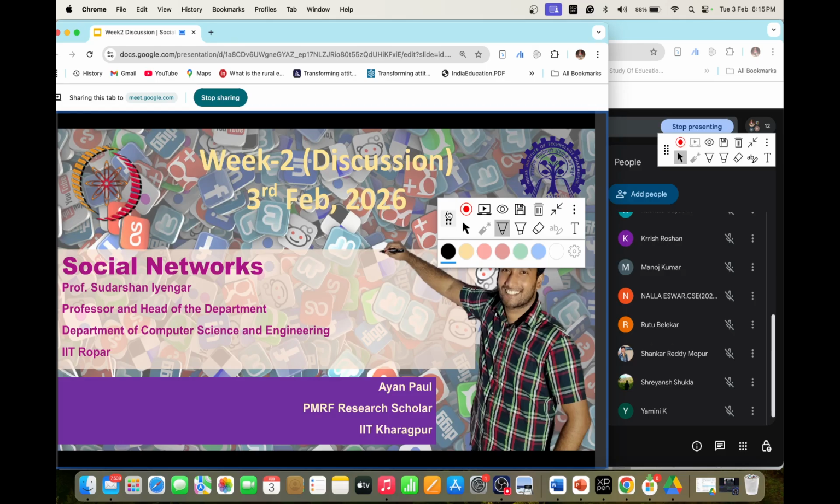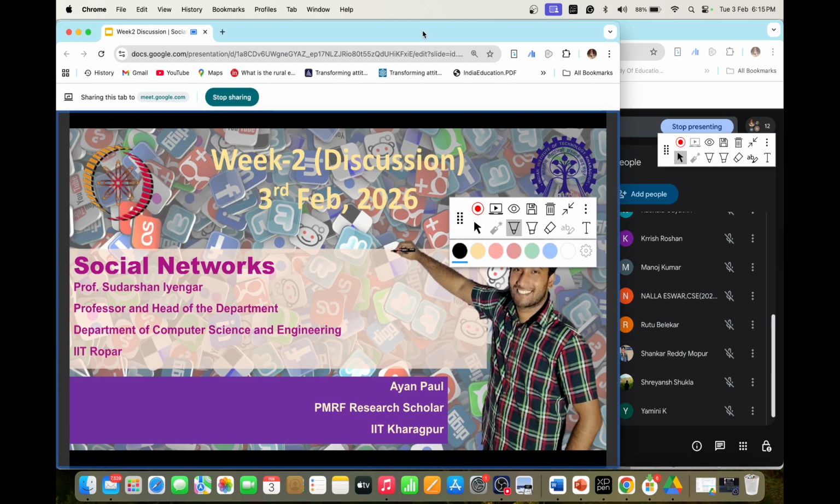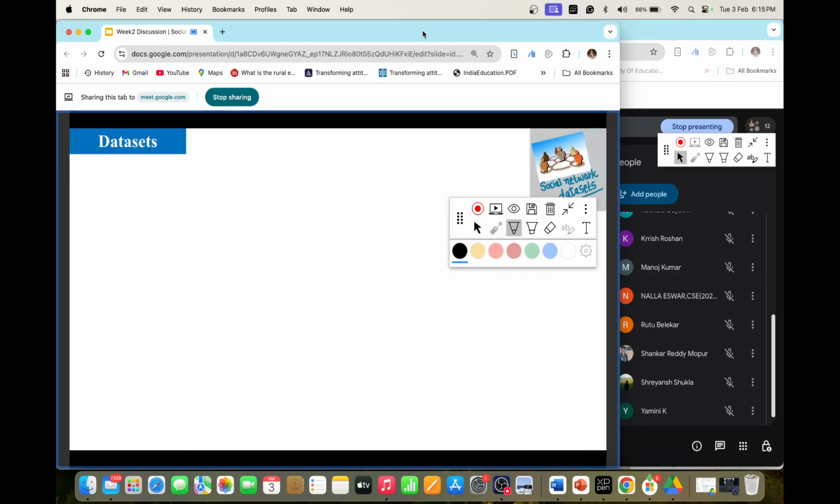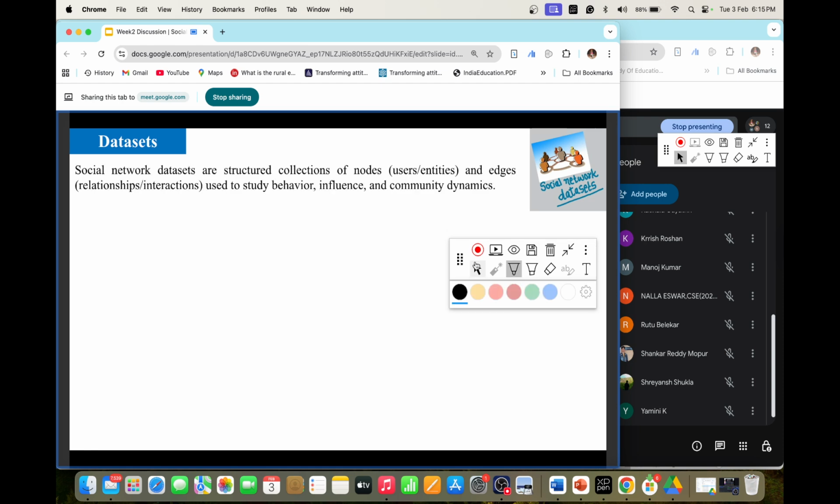But before that, I always prefer to discuss a few theories and concepts related to the week, so that whenever we do our questions, it will be easier for us. Okay, so let's start. The discussion of this week is datasets, that is, social network datasets. So what are these datasets? Social network datasets are structured collections of nodes, which are users or entities, and edges, which are relationships and interactions, used to study behavior, influence, and community dynamics.